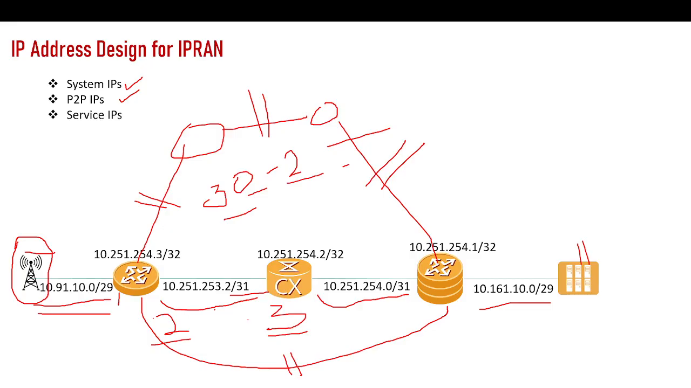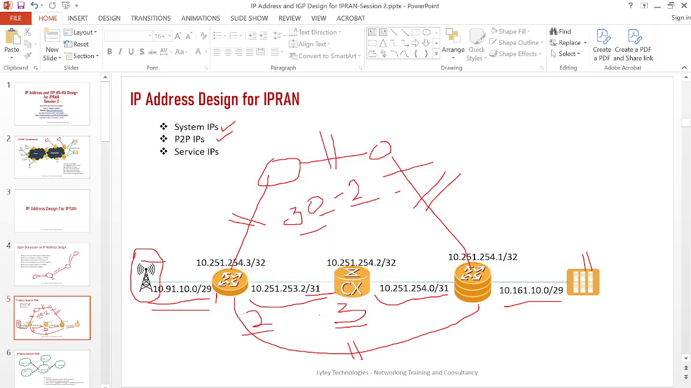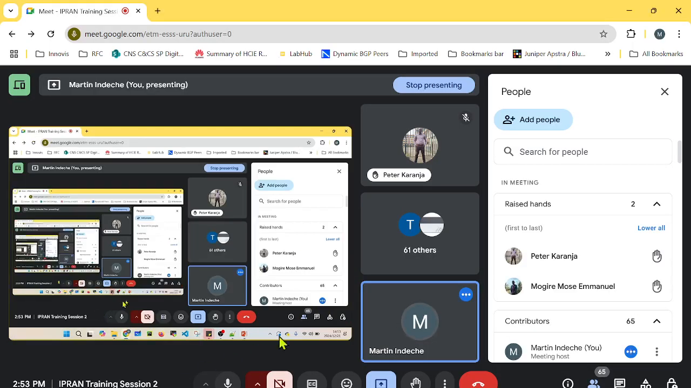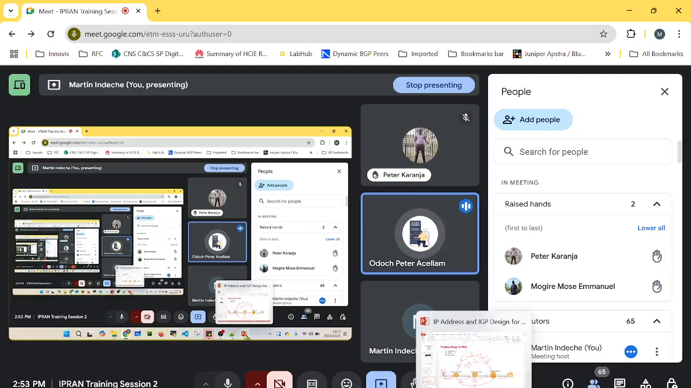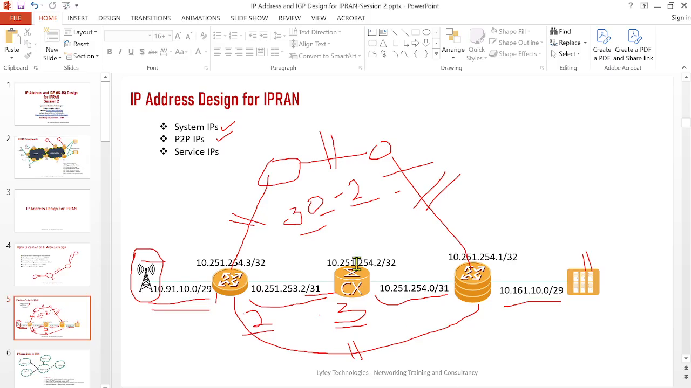Hope that is clear. Yeah, that's clear. Hello? Someone was speaking. Just for clarity, the entire topology would be using private IP addresses and not public IP addresses. Yes.